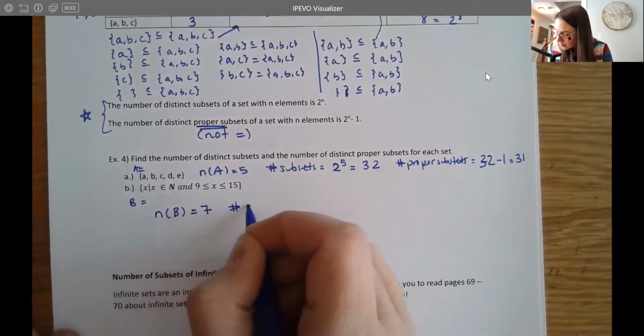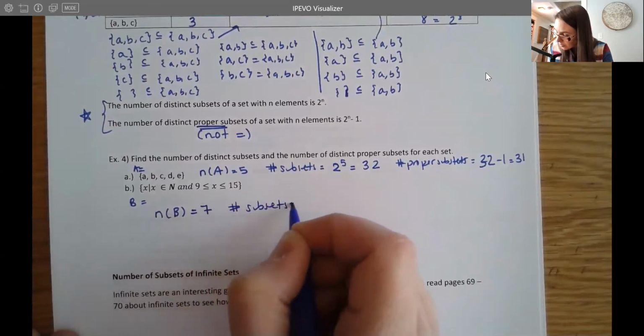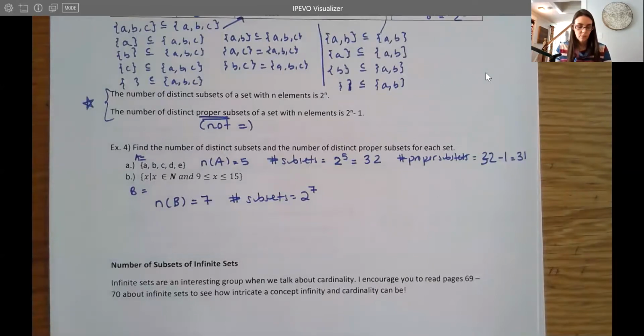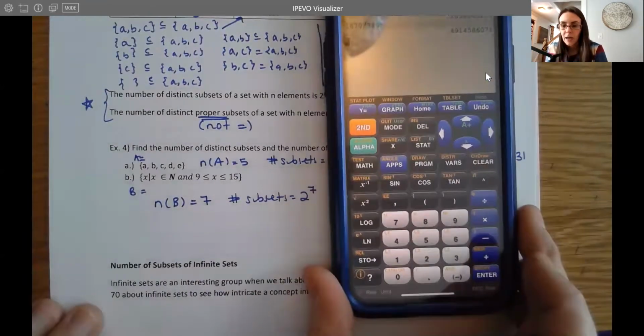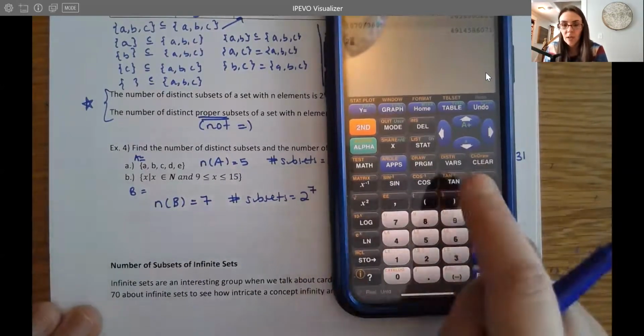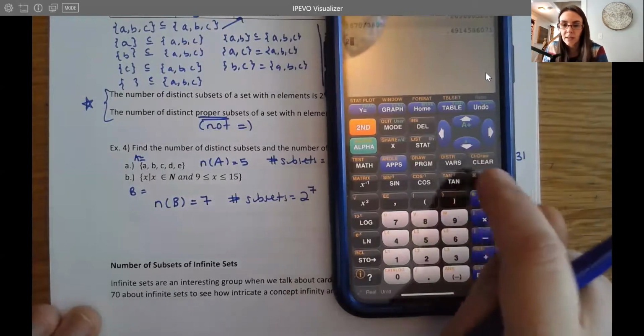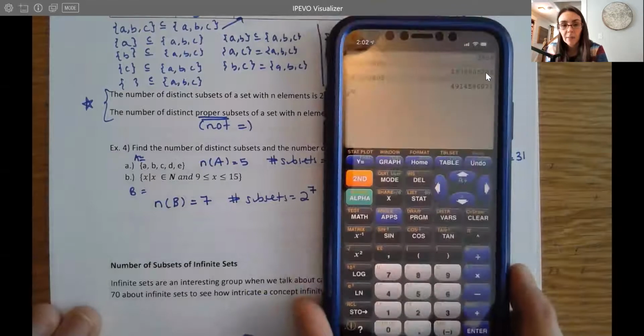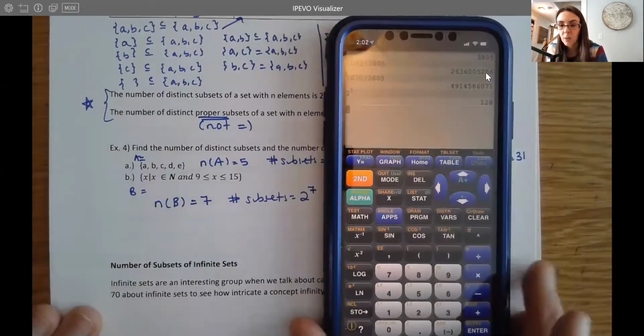So the number of subsets I could make there would be 2 to the 7th power. If we're using our calculator, I'm going to hit 2, and then usually there's some sort of exponent key. On some calculators, it is a little up arrow. So I can use that and hit 7. And that will do my exponent for me. So it's 128.